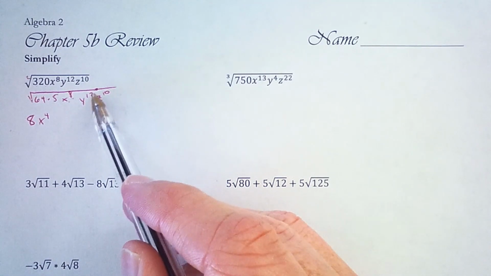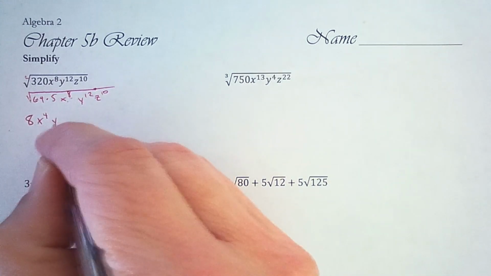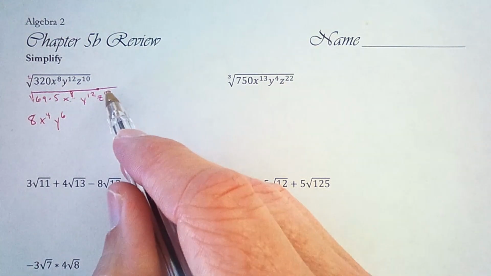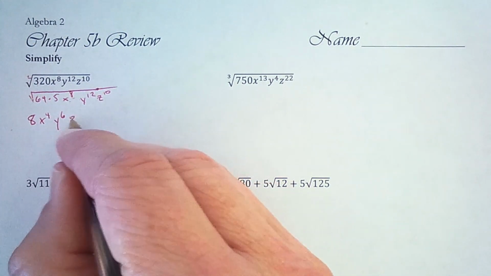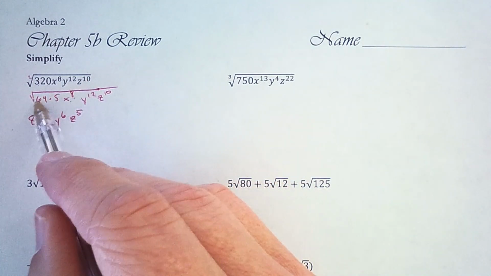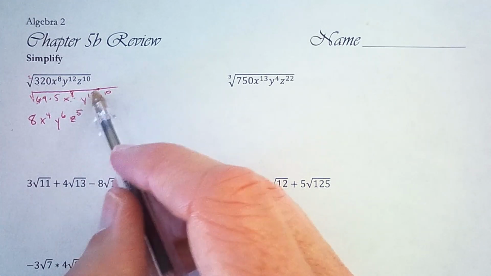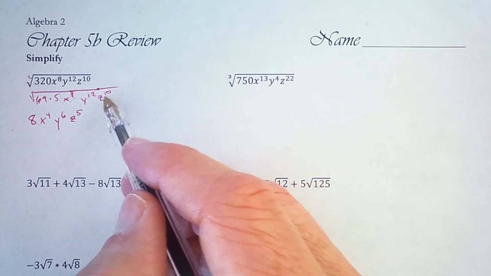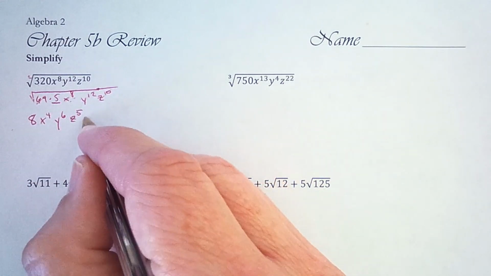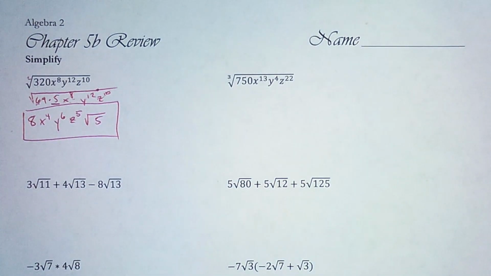And for y to the 12th, I can take 6 pairs out of this. I can take 6 groups of 2 out of 12, so y to the 6th power. And z to the 10th, I can take 5 groups of 2 out of 10, so that's z to the 5th. I did 4 groups and there's no leftovers. I did 6 groups, there's no leftovers. I did 5 groups here, there's no leftovers. The only leftover number is 5, so square root of 5, and that is my simplified number.